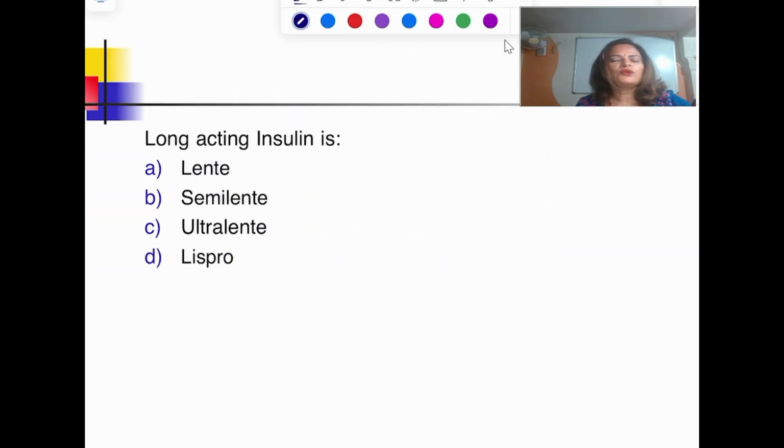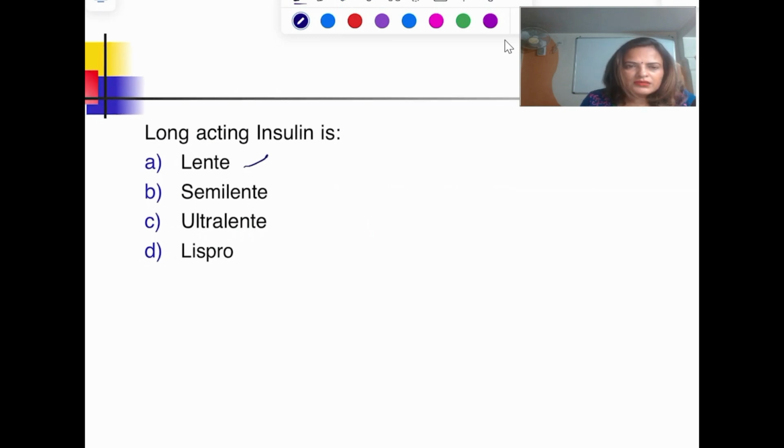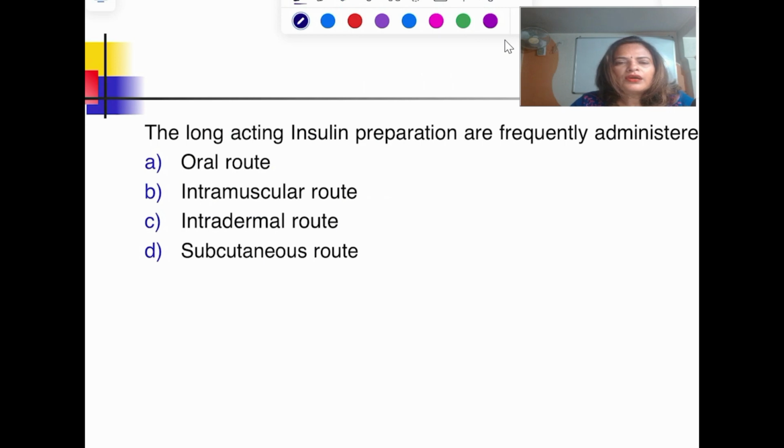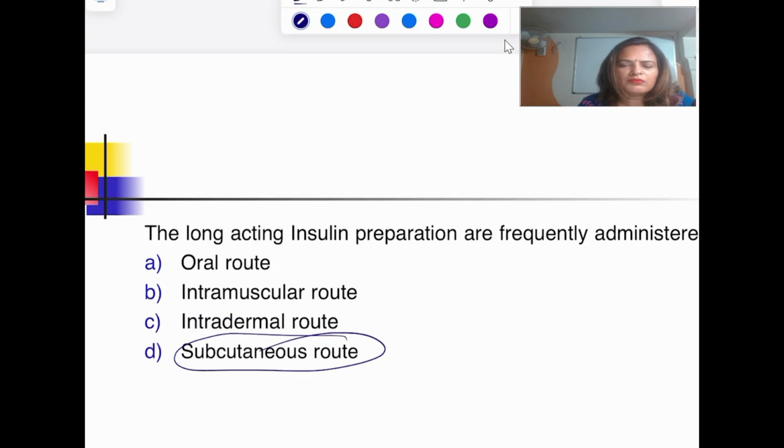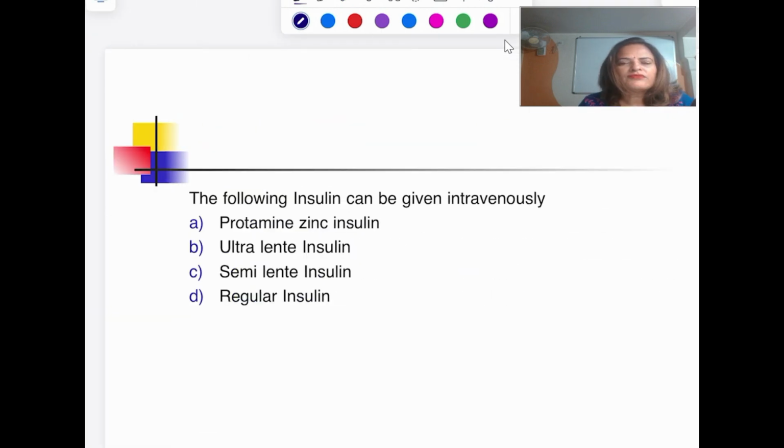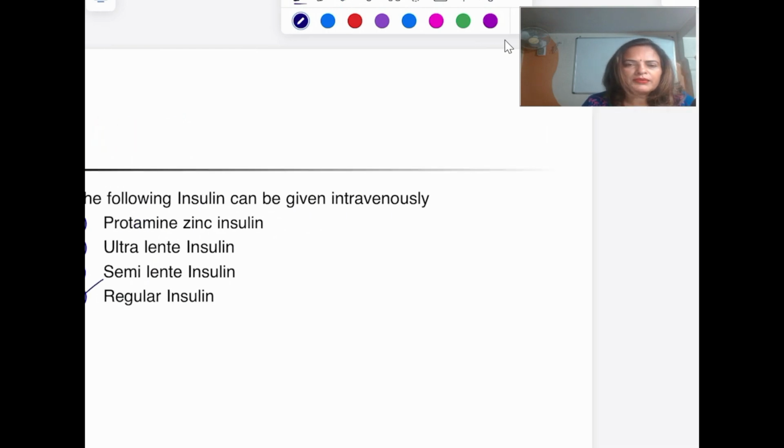Now the next one is long acting insulin. We have lente, semi-lente, ultra-lente and lispro. Lente is intermediate, semi-lente is short acting, lispro is rapid acting. The correct choice is ultra-lente. Then, long acting insulin preparations are frequently administered by any route except the regular insulin. For the rest of the insulins, the route is subcutaneous, so directly choose the subcutaneous route. Then next, the following insulin can be given intravenously: directly, regular insulin, as I told you.